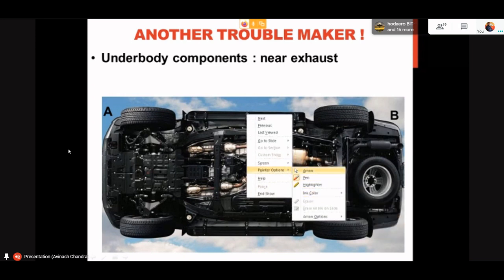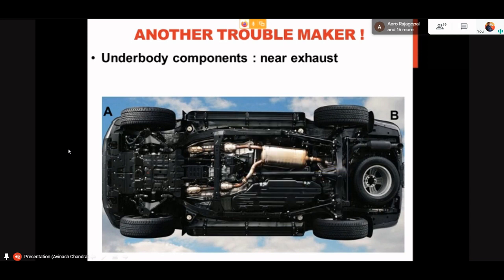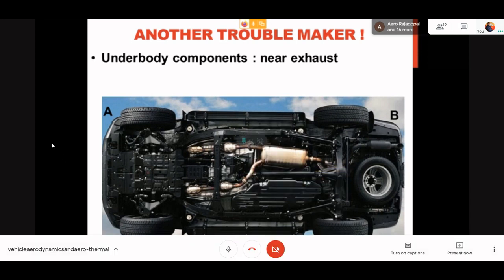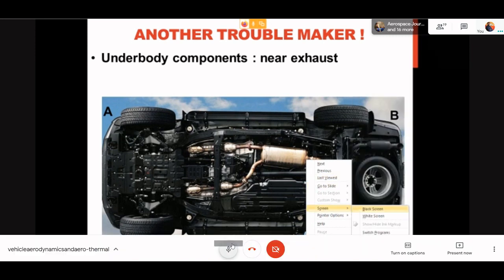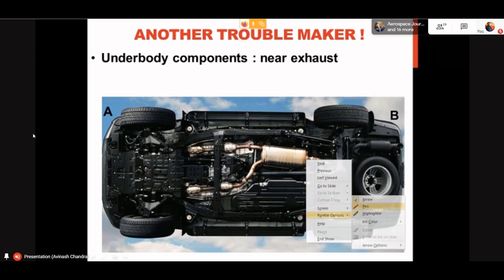Now think about the upper body, the car, which is very smooth. That generates 45% of drag, just because it's very smooth. But how much does the lower part generate?